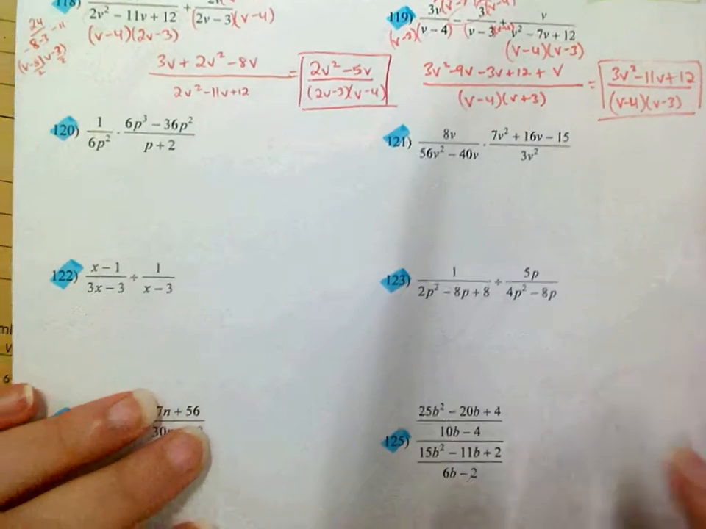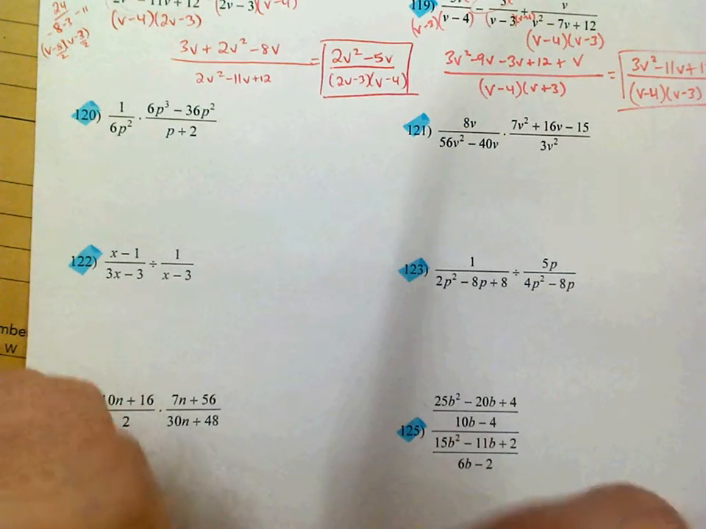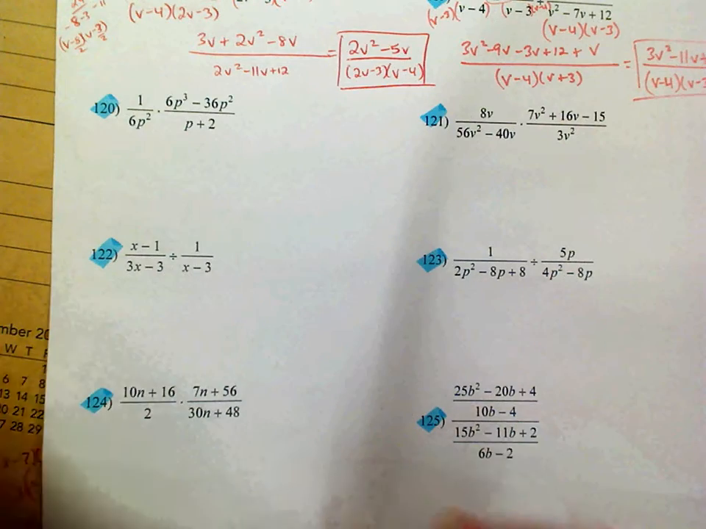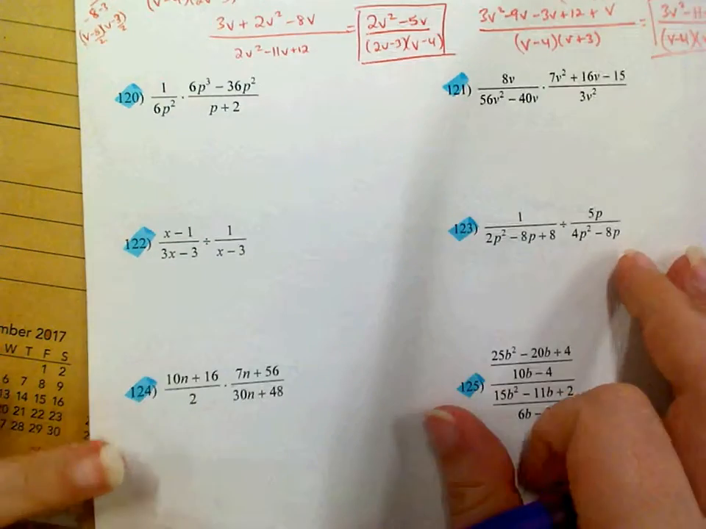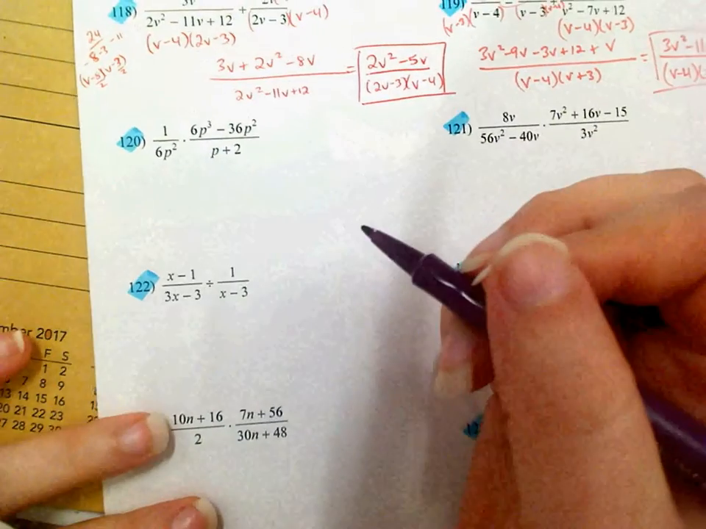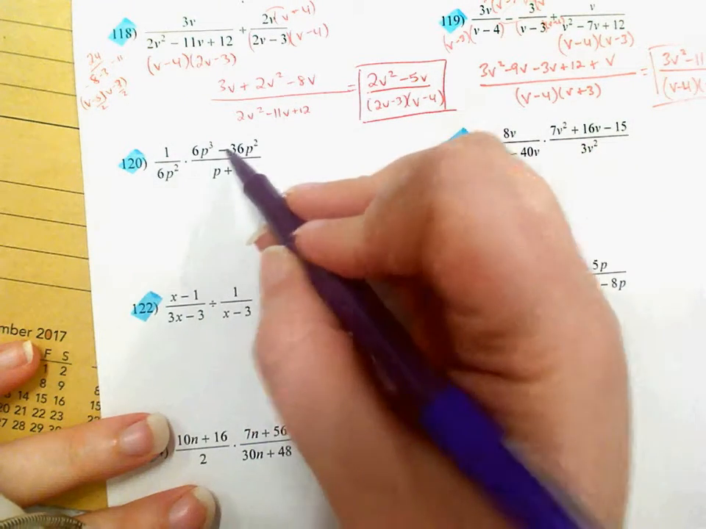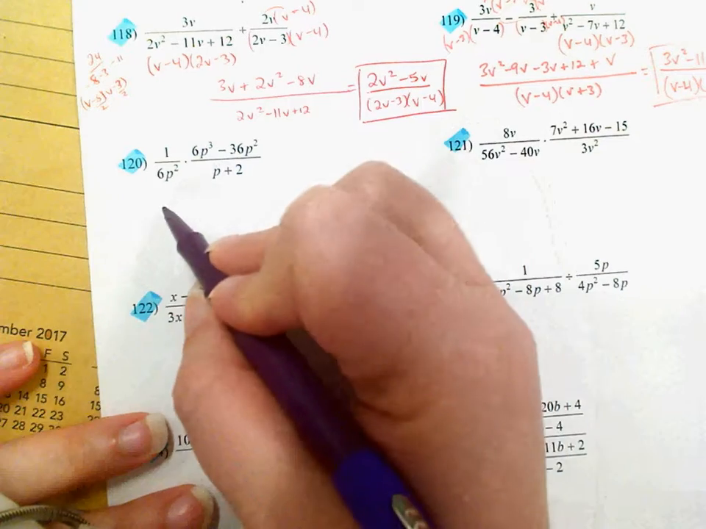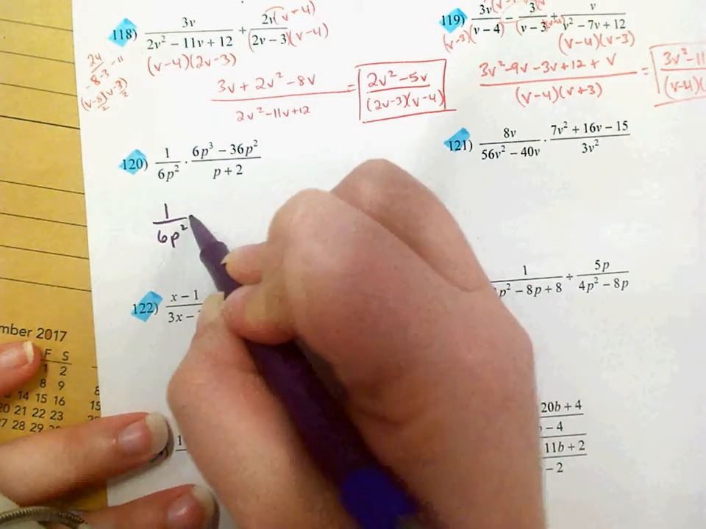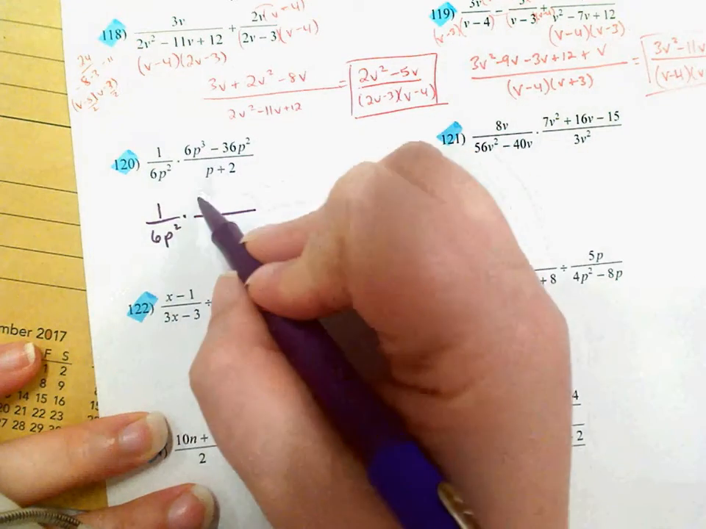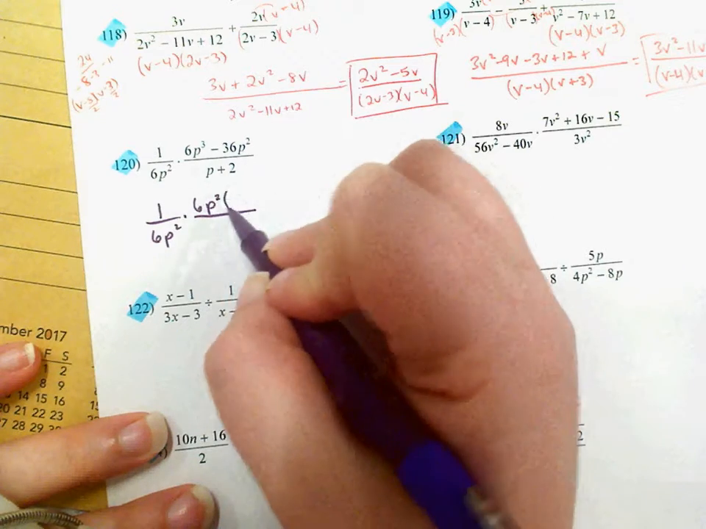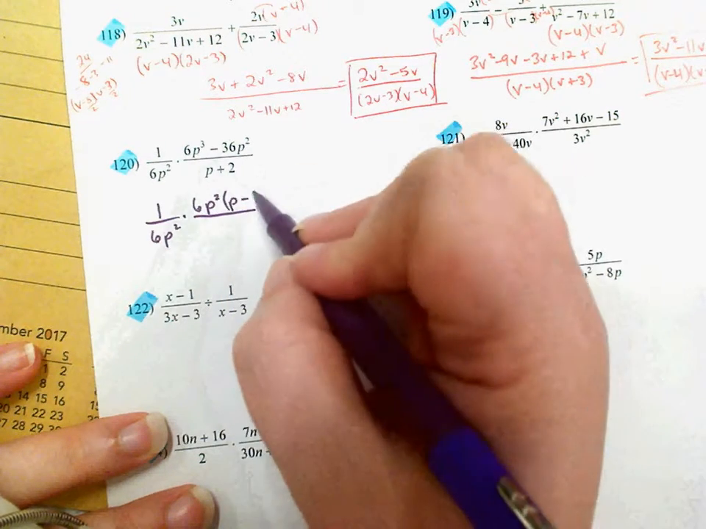120 starts multiplication. So when you multiply, the idea is just basically to factor as much as you can and cancel out whatever you can. All right? So I can't factor anything here, but I can factor out a common factor here of 6p squared. So I've got 1 over 6p squared times, factor out a 6 and 2 p's, and I'm left with 1p minus 36 divided by 6 is 6. And both p's are gone, divided by p plus 2.